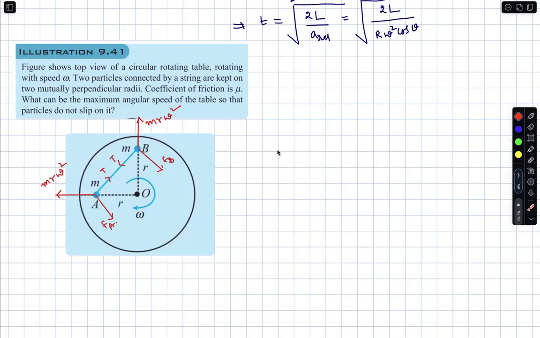Now the question is, how to handle this? I'll write everything properly. This is m r omega square. This is the tension. Can someone please help me in identifying this angle? 90 plus 45, 135 degrees. And this is how your friction will be.